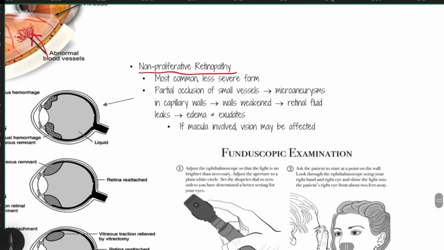Non-proliferative retinopathy, on the other hand, is less severe, but it's much more common. It's a partial occlusion, whereas the other was a full occlusion, of these small vessels, which leads to little microaneurysms in the capillary walls, which weakens the wall. Then you have this slow fluid leakage out of the wall, and that causes edema. And if your macula is involved in this, your vision may be affected.